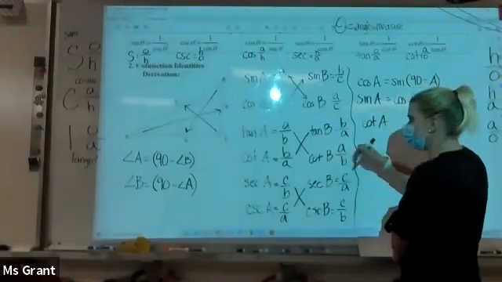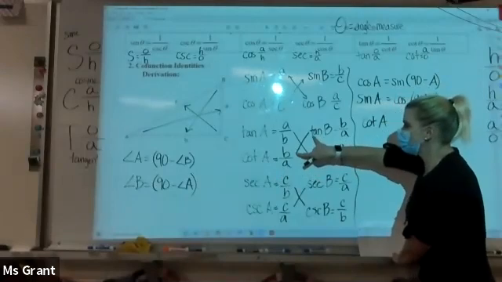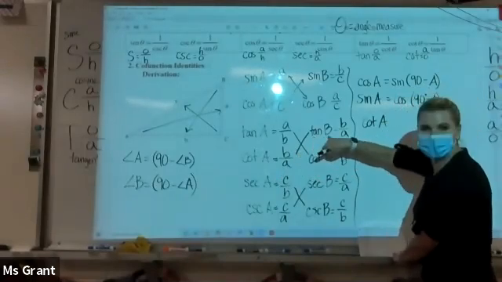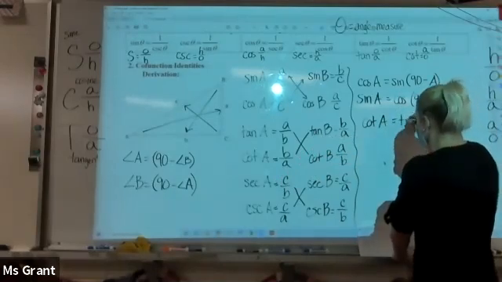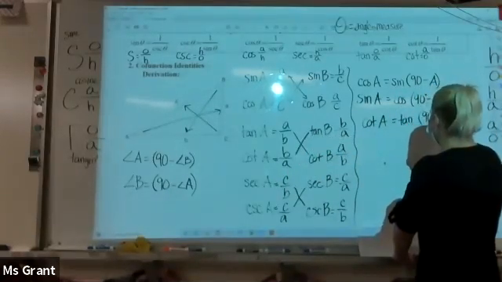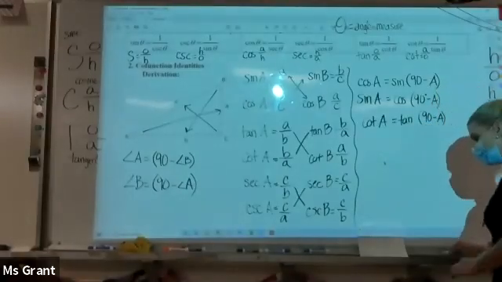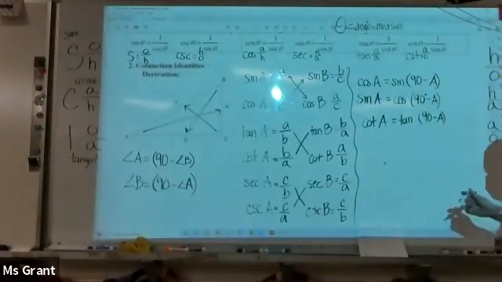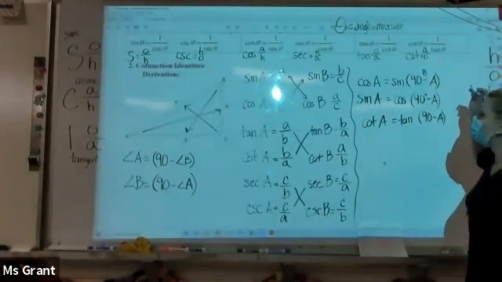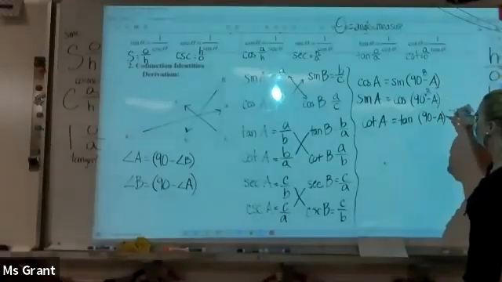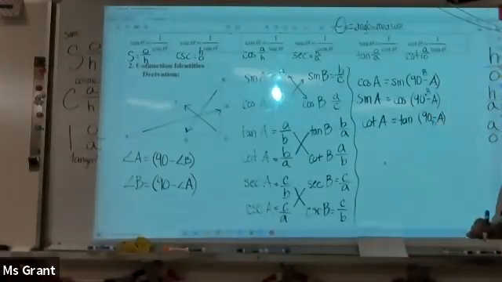Cotangent of A, what did it match? Oh, tangent of B. Well, angle B is 90 minus A, isn't it? Tangent 90 minus A. It'll help you to know that this 90 minus A is the value of angle B.